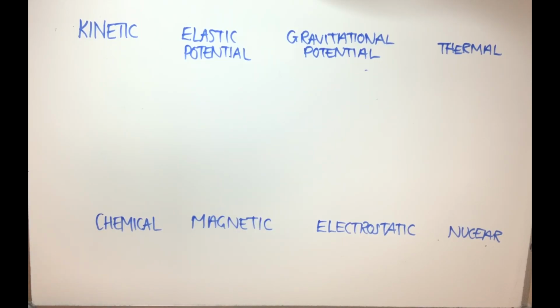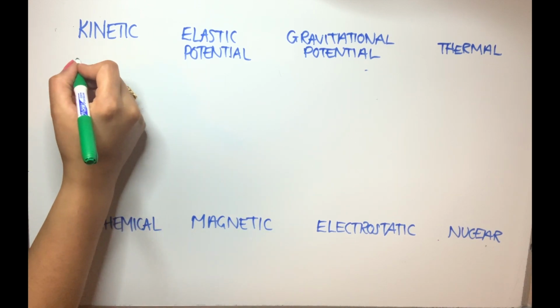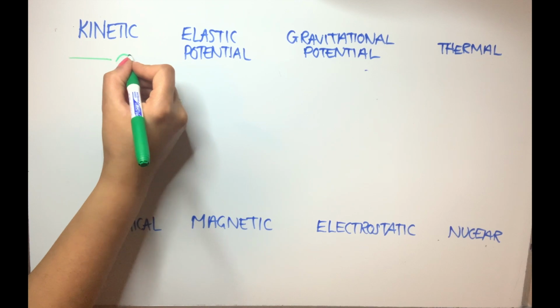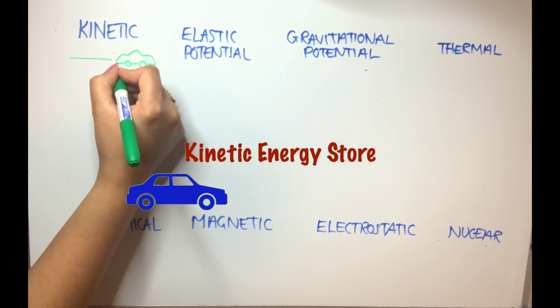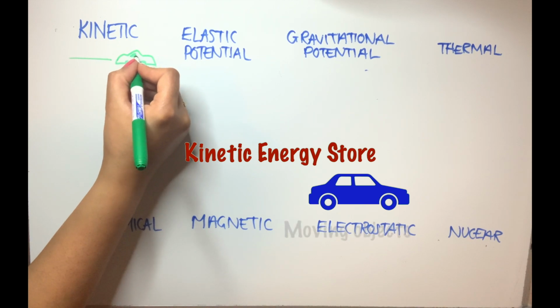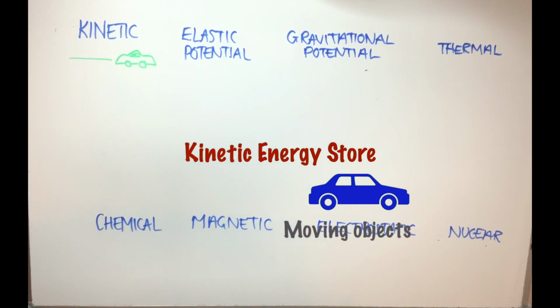Going to look at energy and energy stores. We'll get straight into it. So first of all, we can see on the board we've got all of our different types of energy stores. Kinetic energy is to do with moving objects. So for example, if we have a car that moves, that has a high amount of kinetic energy store.